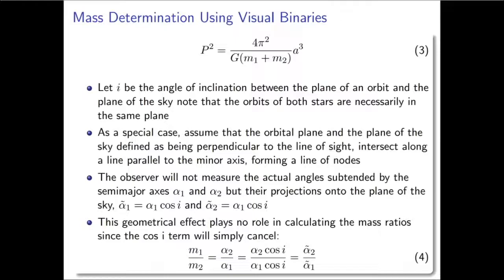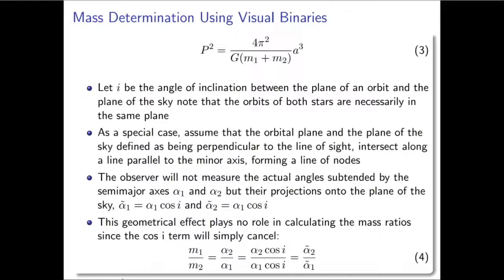As a special case, assume that the orbital plane and the plane of the sky, defined as being perpendicular to the line of sight, intersect along a line parallel to the major axis, forming a line of nodes. As I told, what is the line of nodes? Different stars, even in binaries, can have different planes, but as a special case I am talking about them intersecting, and that is known as the line of nodes.